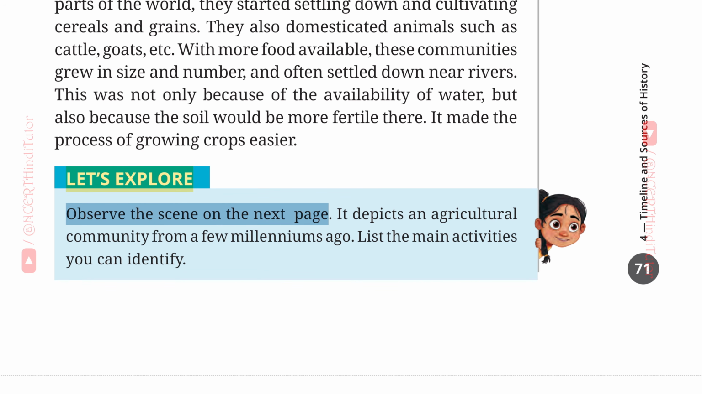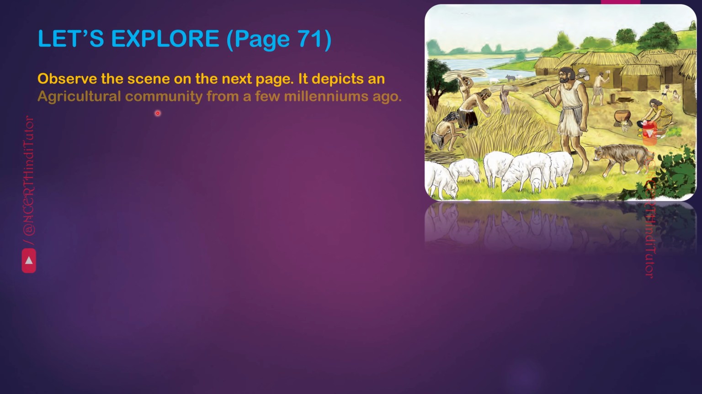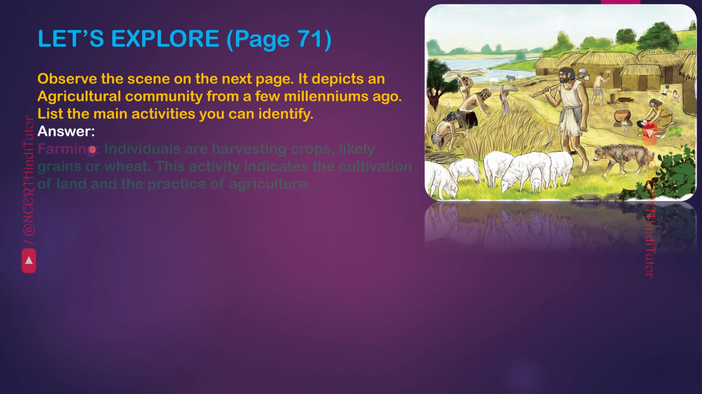Observe the scene on the next page. It depicts an agricultural community from a few millenniums ago. List the main activities you can identify. Answer: farming. Individuals are harvesting crops, likely grains or wheat. This activity indicates the cultivation of land and the practice of agriculture.